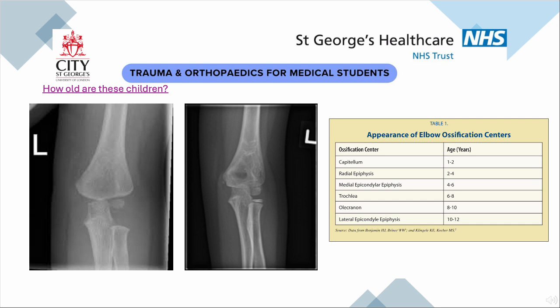If you look at the x-ray next to that, you can see the capitellum, you can see the radius, and the radial head is there. So we know that this child is about 4 years old. And then if we look medially, I think I can just about see the medial epicondyle has appeared, but there is no trochlea. So I know this child is around 6 years old.